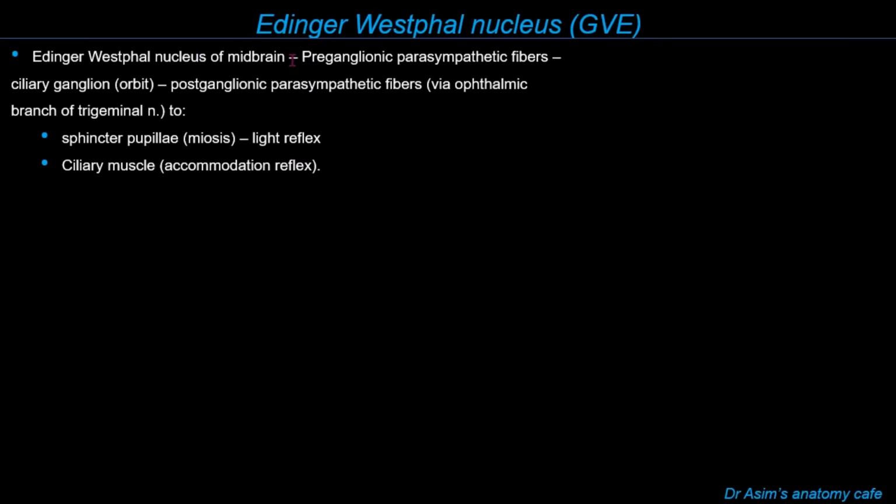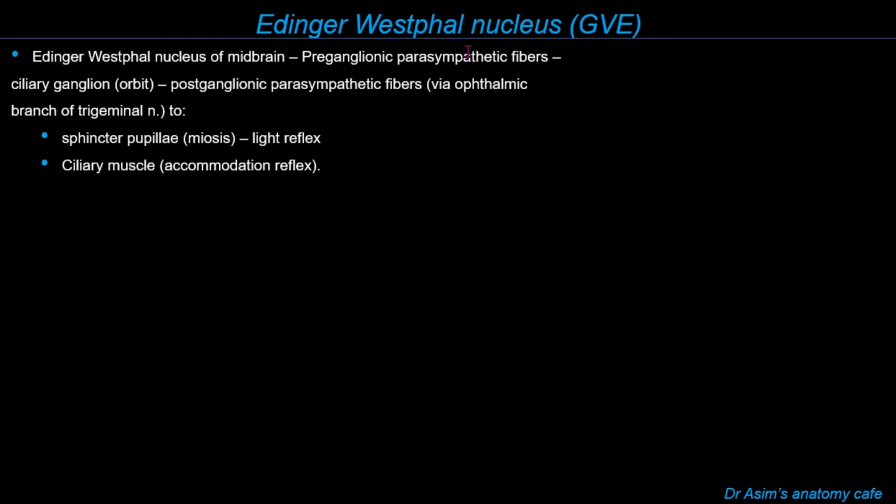Now, the other nucleus which contributes to the third cranial nerve is the Edinger Westphal nucleus, which is an autonomic parasympathetic nucleus, and the motor neurons emerging from it will innervate autonomic or visceral structures, which in this case are the iris and the ciliary muscle.